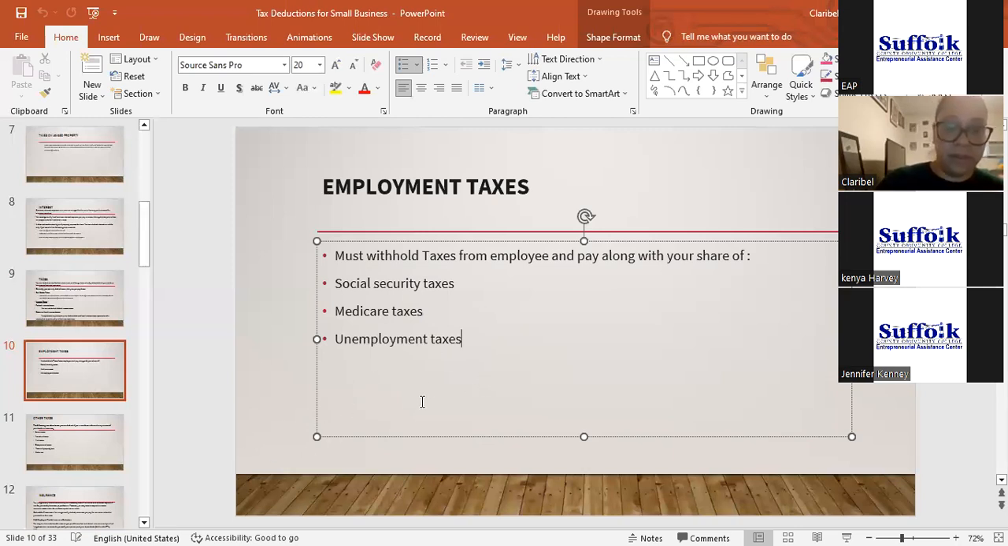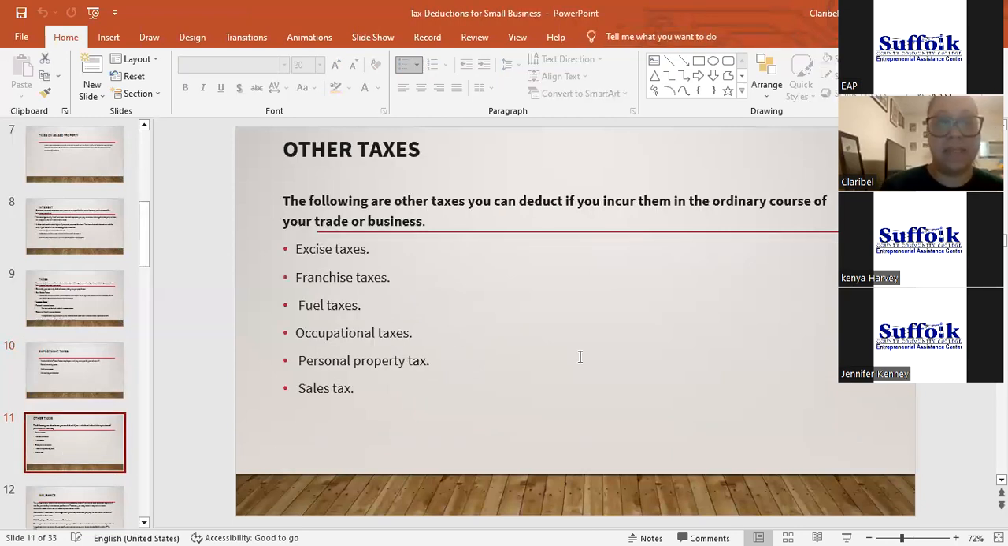Also, other taxes. The following other taxes you can deduct if you incur them in the ordinary course of your trade or business: excise tax, franchise tax, fuel tax, occupational taxes, personal property tax, and sales tax. Excise tax, generally you can deduct as a business expense. Taxes that are an ordinary and necessary expense of carrying on your trade or business.